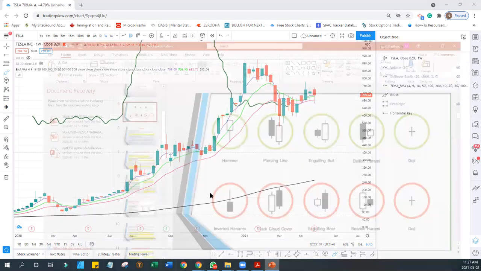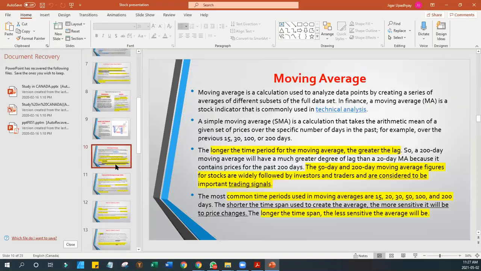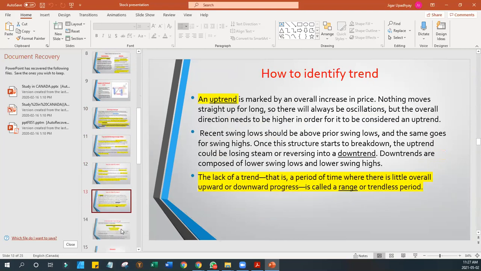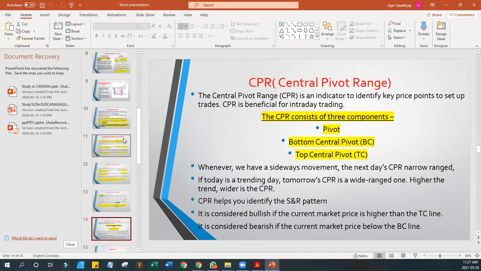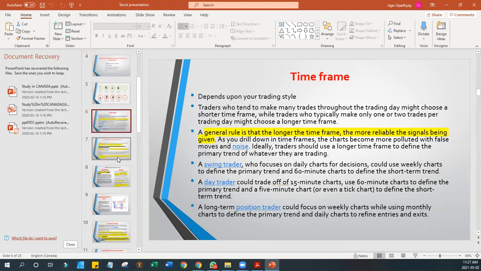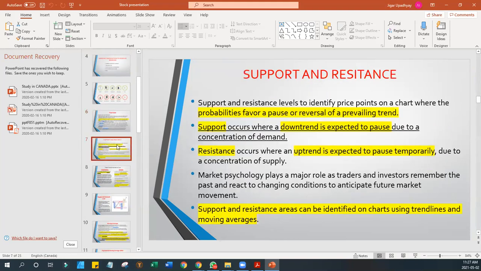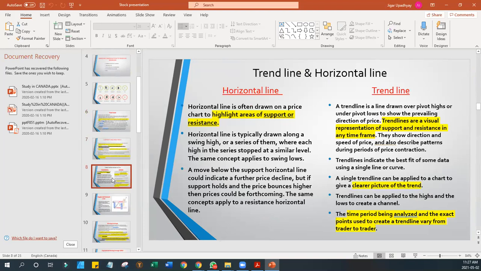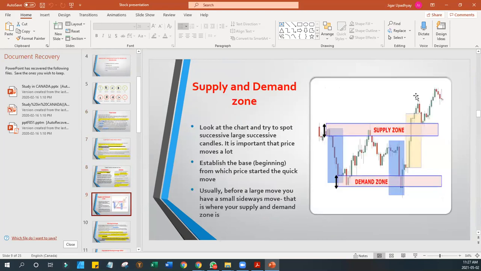Because so far we have covered, we're going to cover moving averages next time, and how to identify a trend, whether it's higher highs and lower lows. We touched base on those. CPR we're going to take later because it's a good topic to cover. Time frame we covered, support and resistance we covered. Let's talk horizontal lines and the trend line. We covered how you draw it, and supply and demand zones.